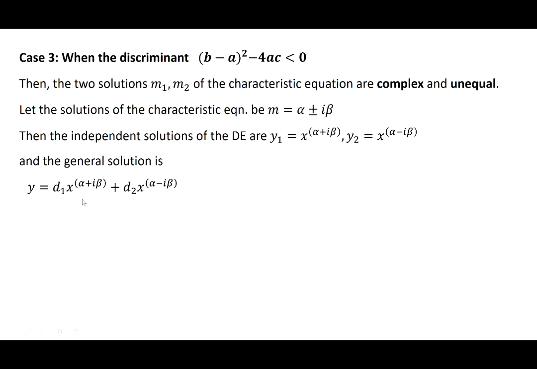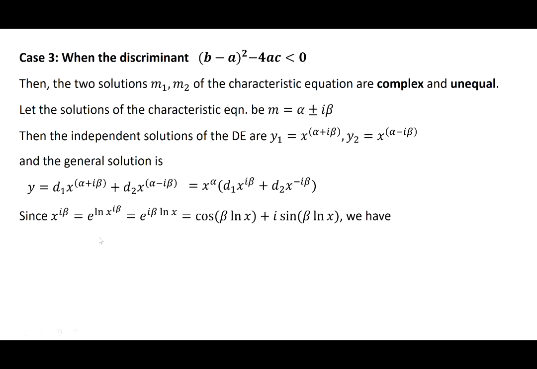However, there is a nice way of doing this, but you've got to be a little clever about it, just like we were in the constant coefficients case. We can use the Euler relationship: e to the i theta is equal to cosine theta plus i sine theta. For that, we can write x to the i beta as e raised to the natural log of x to the i beta. That's the trick we'll do.